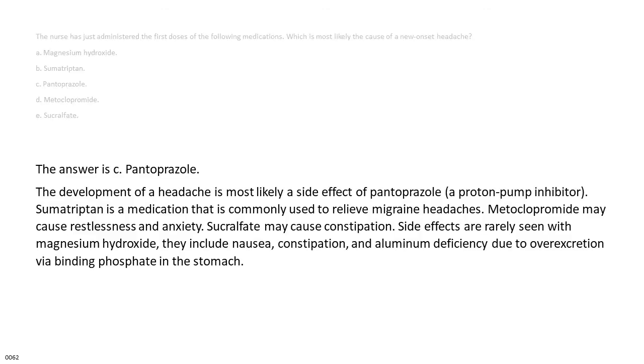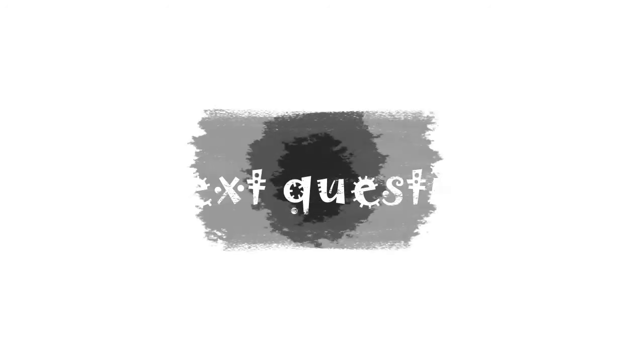The answer is C. Pantoprazole. The development of a headache is most likely a side effect of pantoprazole, a proton pump inhibitor. Sumatriptan is a medication that is commonly used to relieve migraine headaches. Metoclopramide may cause restlessness and anxiety. Sucralfate may cause constipation. Side effects are rarely seen with magnesium hydroxide. They include nausea, constipation, and aluminum deficiency due to overexcretion via binding phosphate in the stomach.